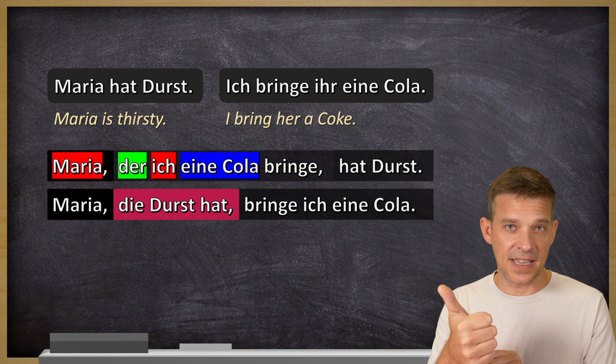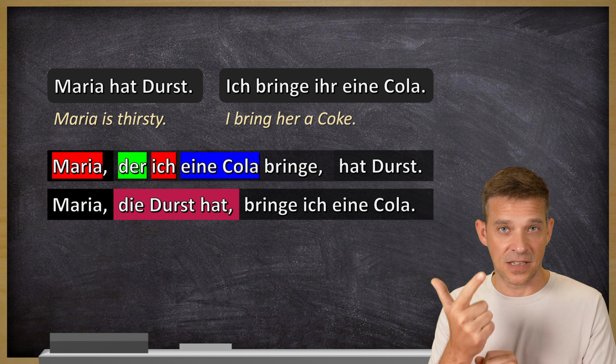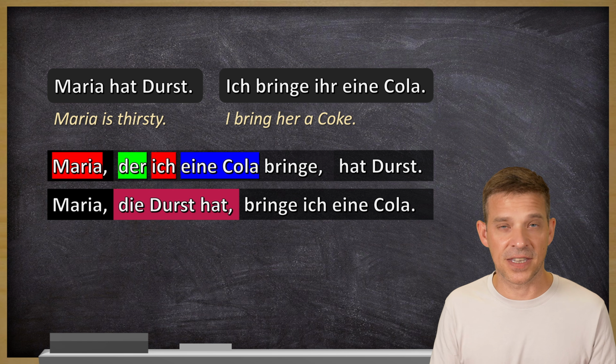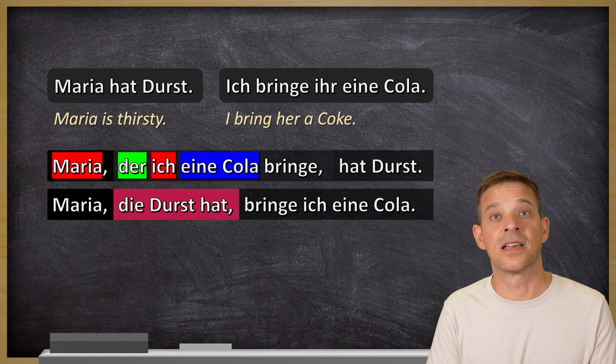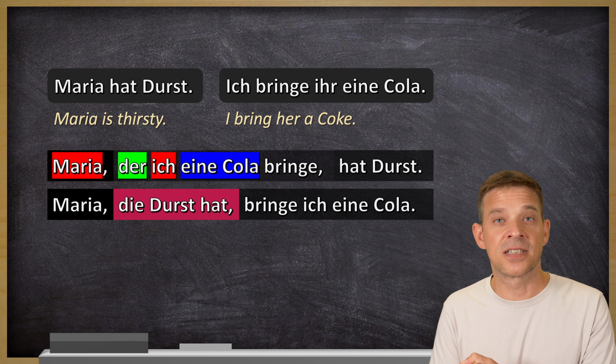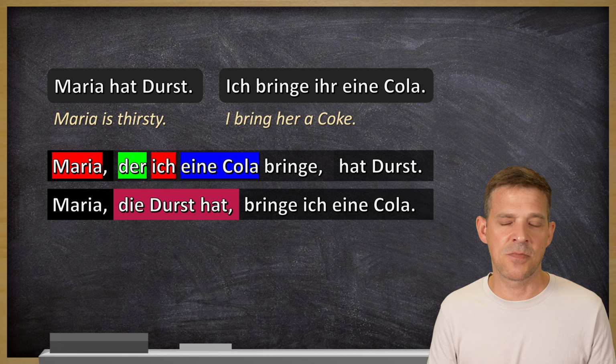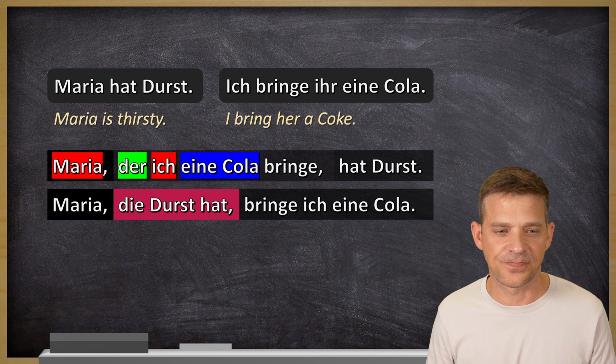The person is in dative case. And the thing, here, Cola, is in accusative. That's why the relative pronoun is der. Der is the relative pronoun, dative case, feminine singular, because Maria ist eine Frau.